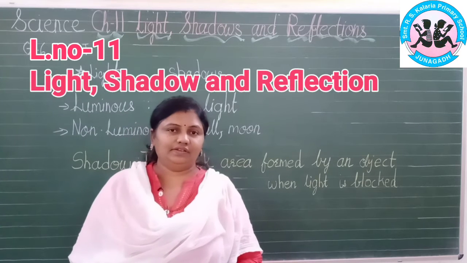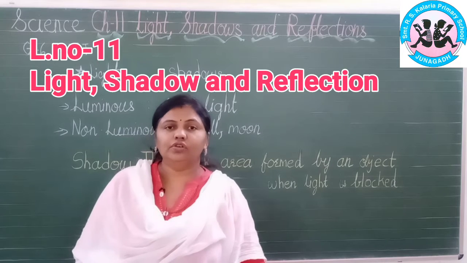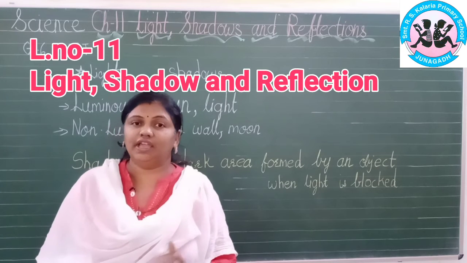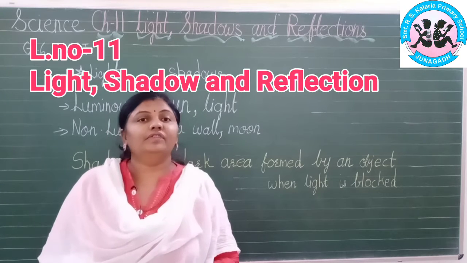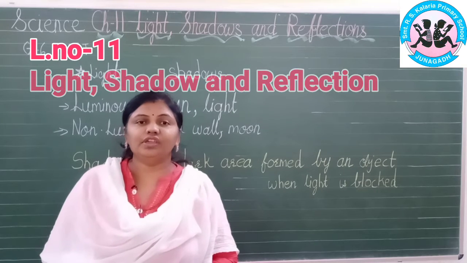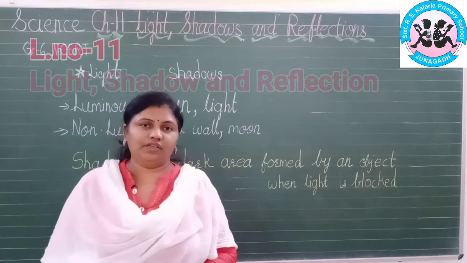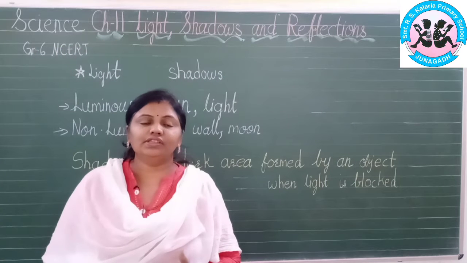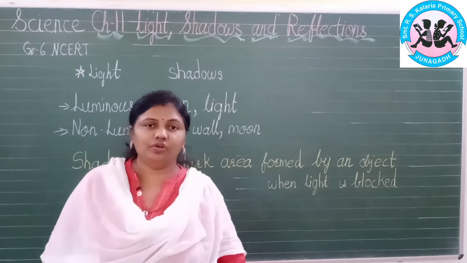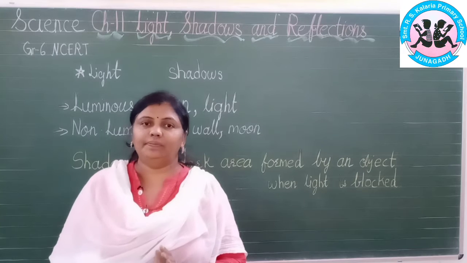Now what is a light? Can you see anything in a dark room? No, we cannot see anything in a dark room. Without light we cannot see anything. Yes, when you blow a torch or when you light a candle, you can see that it's going in a straight path only, isn't it? From this we can come to know that light always travels in a straight path.